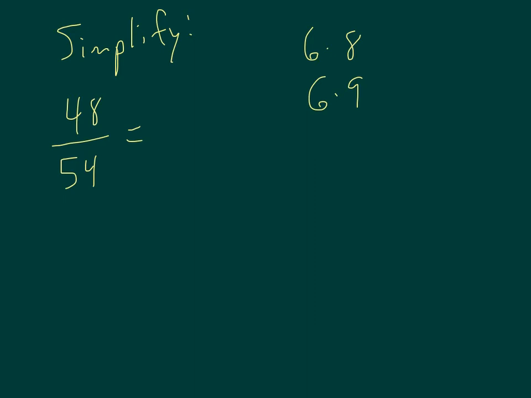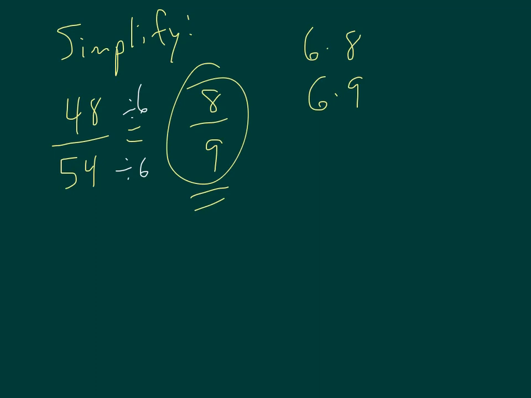So it looks like 6 goes into both of these. So I'm going to divide by 6 on top and bottom. What am I left with? 48 divided by 6 is 8. 54 divided by 6 is 9. Do 8 and 9 have any common factors? Nope. So this is our simplified answer, or if you choose to, circle it.